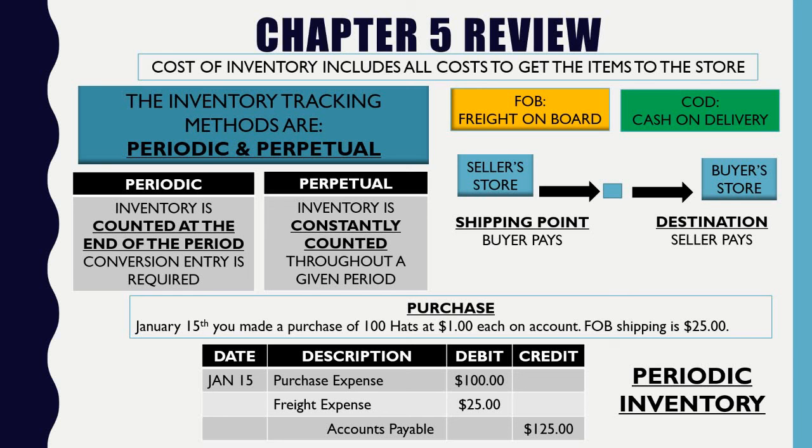And then next, on the right side of the screen, is understanding FOB origination, or FOB shipping point. Just understand that it's the seller's. So if you're at the seller's store and it's shipping to the midpoint, the buyer is responsible to pay the shipping there. From the midpoint to the buyer's store, it's going to be the seller's responsibility, which is called FOB destination. Okay? Understanding key terminology such as freight on board and cash on delivery. And then lastly, how to journalize purchase expense using the periodic tracking method. You're going to be recognizing two things, purchase expense and freight expense. And if it's on account, then you put accounts payable. If not, you put cash.